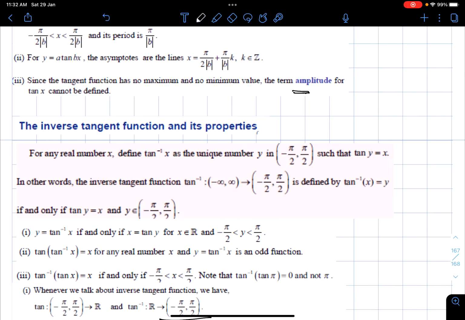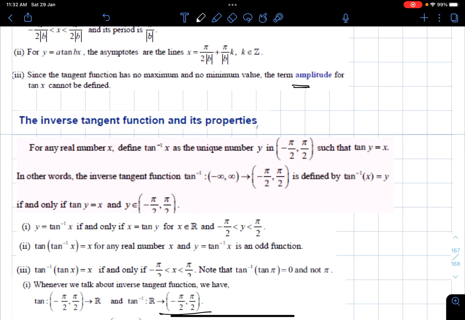What about the inverse function? The inverse function is going to be vice versa. Whatever comes on the x axis will come on the y axis, and whatever comes on the y axis will come on the x axis. According to that, tan inverse x is the unique number y in minus pi by 2 to pi by 2 such that tan y equal to x. In other words, tan inverse is from minus infinity to infinity to minus pi by 2 to pi by 2.